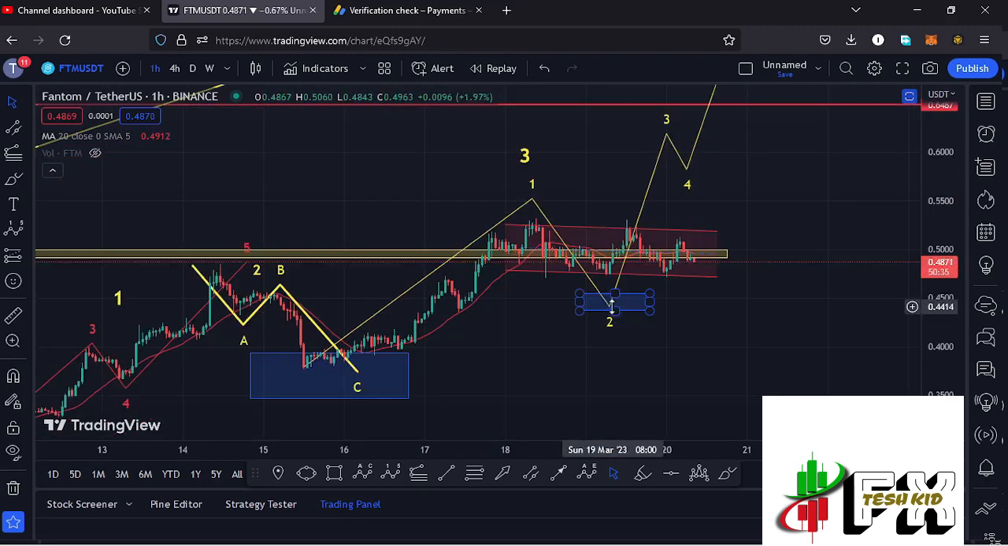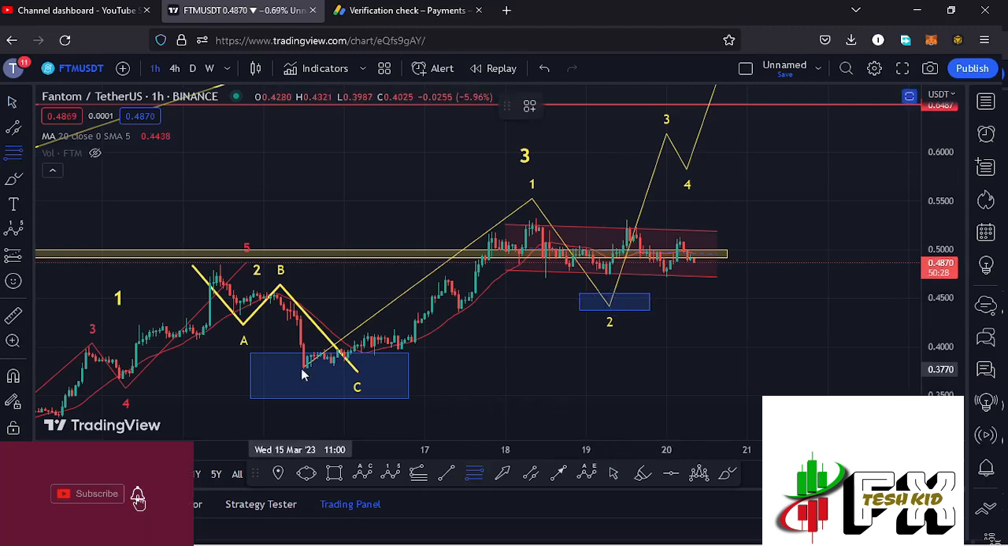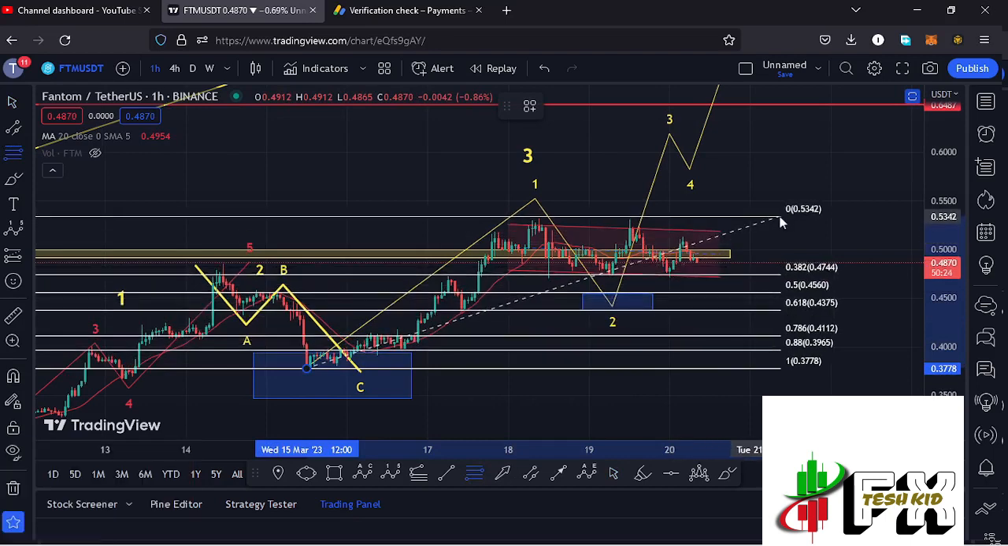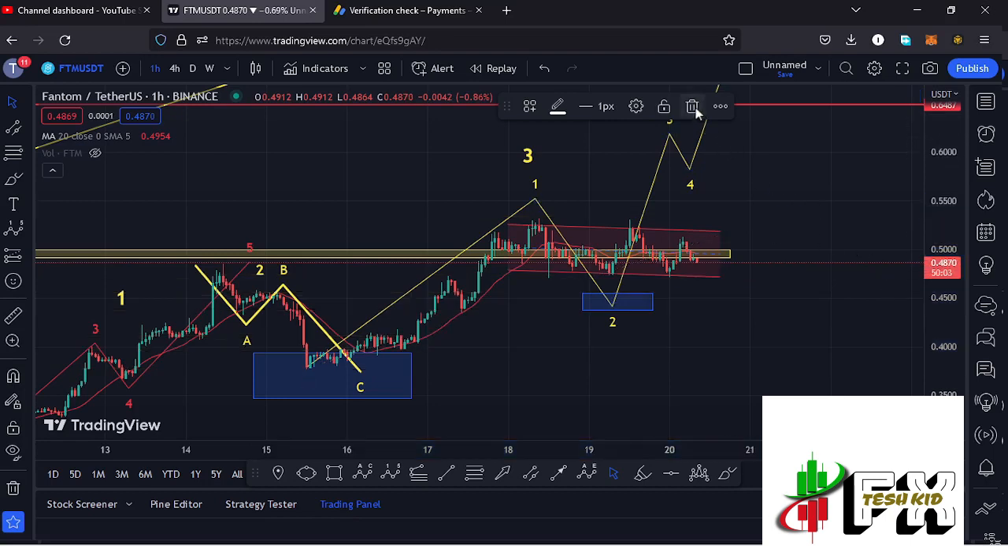And getting to show you how I was able to come up with this target area in the formation of this wave 2, using the Fibonacci, connecting them from the low of the first wave to the high of that wave 1, I was able to come up with that target area between the fib level 0.5 and the fib level 0.618, which is the minimum retracement area in the formation of that wave 2, which is a target area that lies between the $0.456 mark and the $0.4375 mark, and that is the minimum that I'm expecting Fantom to do in the formation of this wave 2.